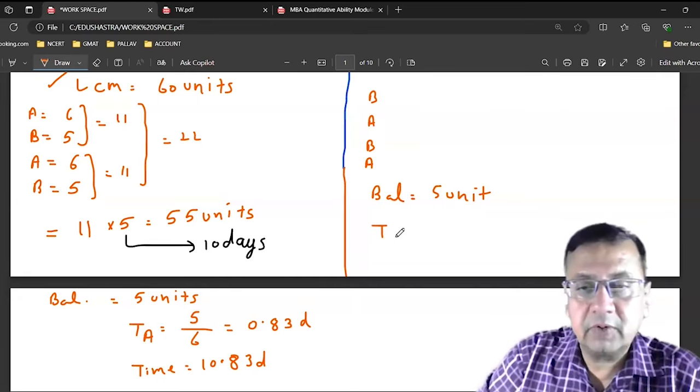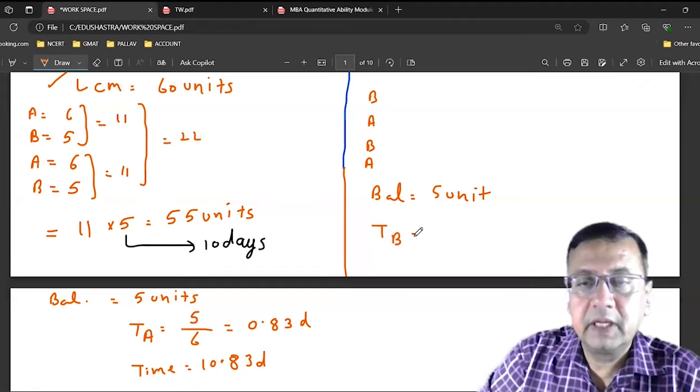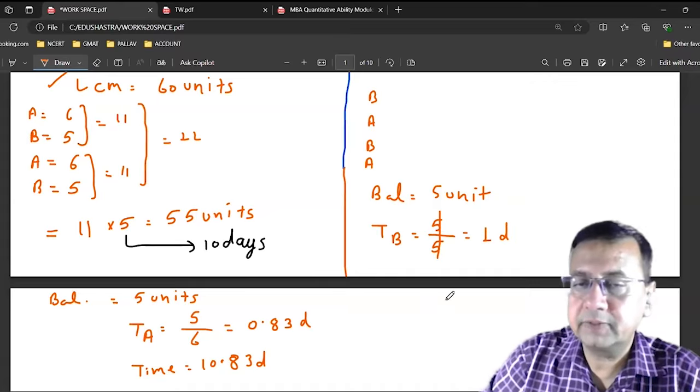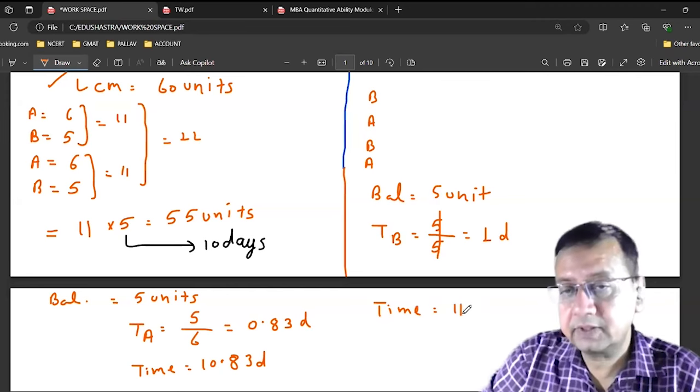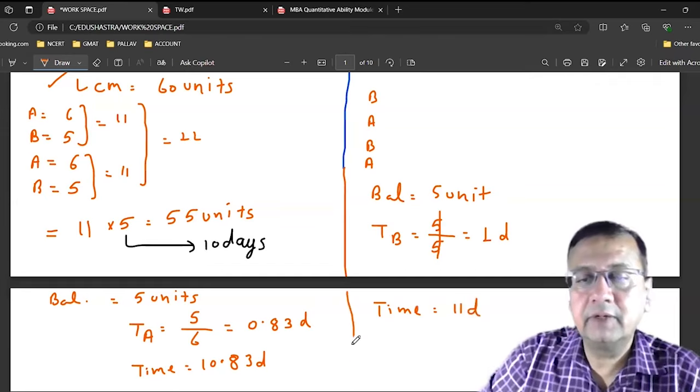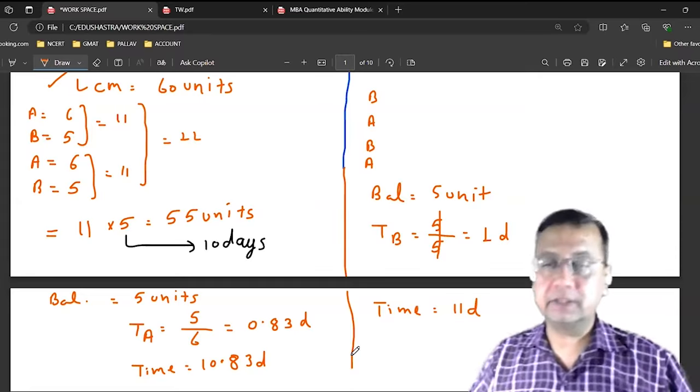So who will come on the 11th day? B. And the remaining work is 5. And B is doing how much? 5, and it is finished. And this is a complete 1 day. So what is the time they are taking now? That is 10 plus 1, which is 11 days, when B is starting.